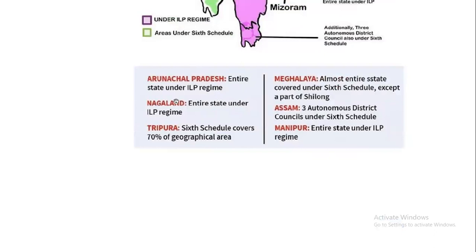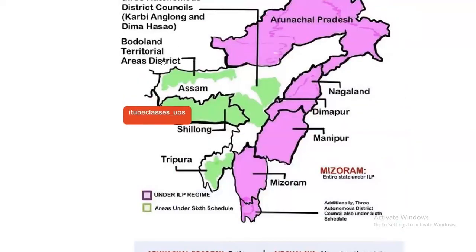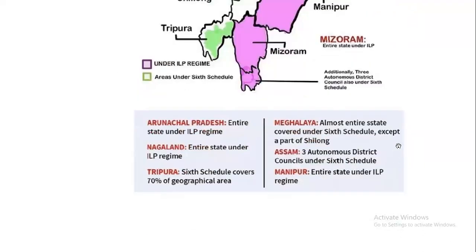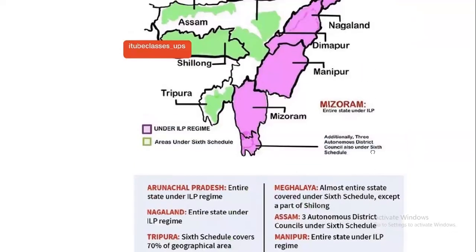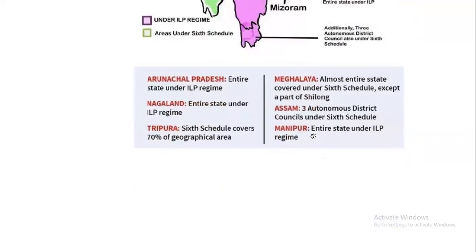Then again, Nagaland, the entire state is under the ILP regime. Tripura, sixth schedule areas cover 70% of the geographical area. Meghalaya, almost the entire state is covered under the sixth schedule, except some part of Shillong. Assam, three autonomous districts come under the sixth schedule. What are they? You just saw Bodoland Territorial Area District and Karbi Anglong and Dima Hasao. These three districts come under the sixth schedule. Then Manipur comes under the ILP regime. You need to take an ILP before entering Manipur.